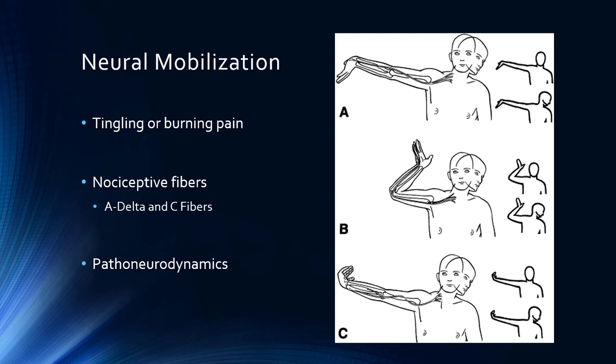Normal neural tissue does not refer pain at rest or during normal movement or activity. Pathological conditions produce referral patterns both proximally and distally from the site of pathology, referred to as pathoneurodynamics. The source of the pathoneurodynamics can either be intraneural or extraneural, coming from injury either to the nerve itself or to the surrounding tissue interacting with the nerve.